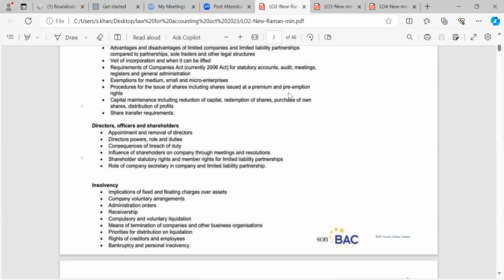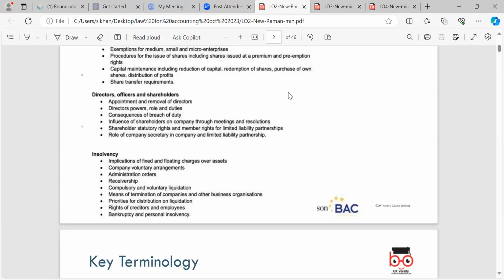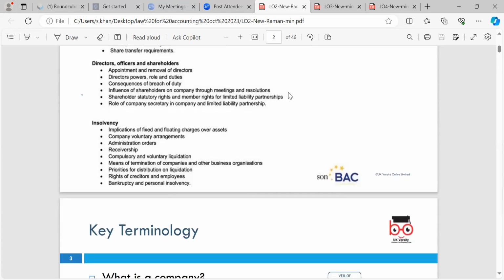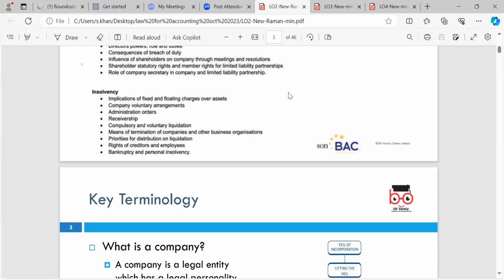We looked at consequences of breach of duty, influence of shareholders on the company through meetings and resolutions, shareholder statutory rights and member rights for limited liability partnerships, and the role of the company secretary in company and limited liability partnership. We then went on to look at insolvency. We looked at fixed and floating charges over assets, company voluntary arrangements, administration orders, receivership, compulsory and voluntary liquidation, and means of termination of a company. And priorities for distribution on liquidation, rights of creditors and employees, bankruptcy and personal insolvency.